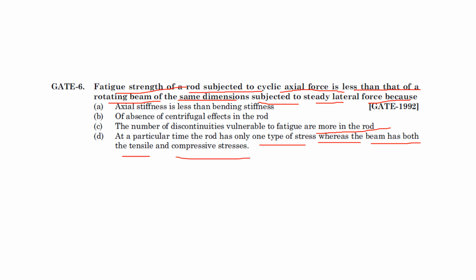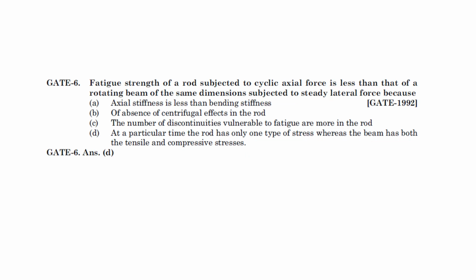Okay, so what do we say about fatigue strength here? The answer will be D actually. Okay, both occur. In this there is a cyclic axial force. Okay, so for fatigue strength, cyclic axial force is less than that of the rotating beam of the same dimension subjected to steady lateral force. So here you see tensile and compressive both will be present. Okay, so please read the question carefully and take the answer. So the answer will be D.